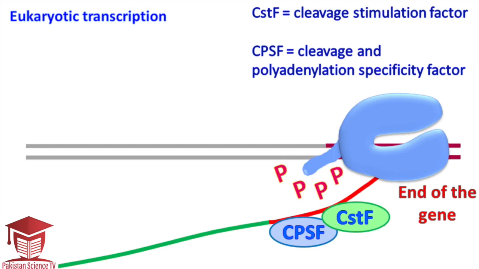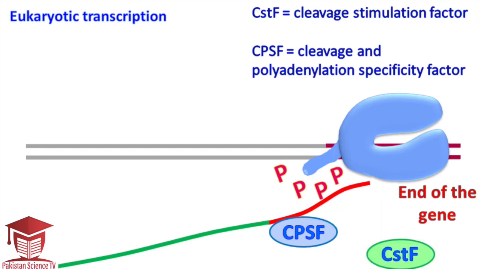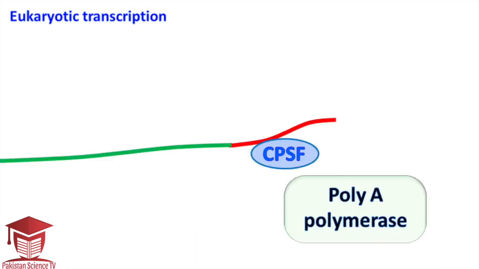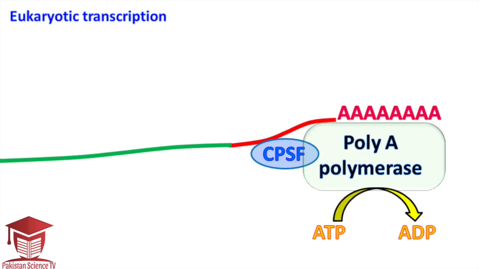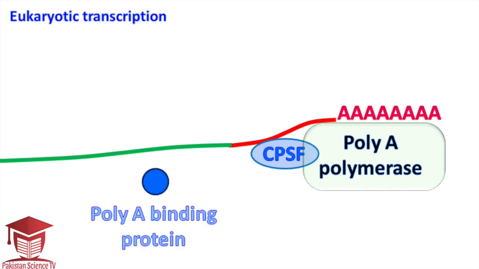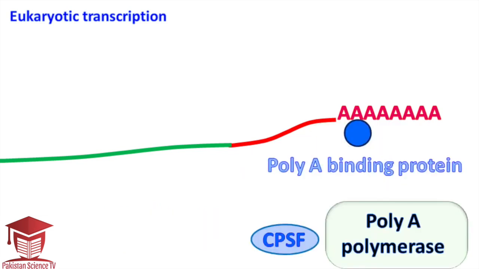The cleavage stimulation factor CSTF cleaves the mRNA. Once the mRNA is cleaved, CSTF dissociates. The CPSF then recruits poly-A polymerase, which adds about 200 adenine residues at the 3' end, giving rise to the poly-A tail. The poly-A polymerase uses ATP for this purpose. Once the poly-A tail is formed, the poly-A binding protein binds the poly-A tail, and during this step, CPSF is released from the mRNA. The poly-A binding protein prevents degradation of the poly-A tail.